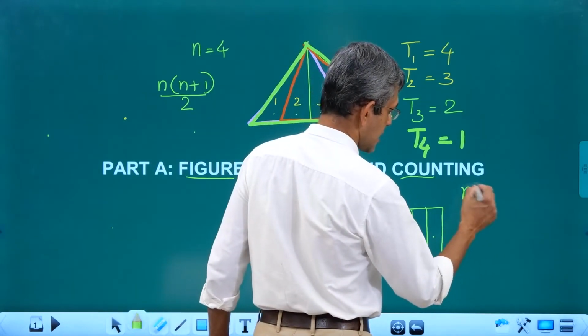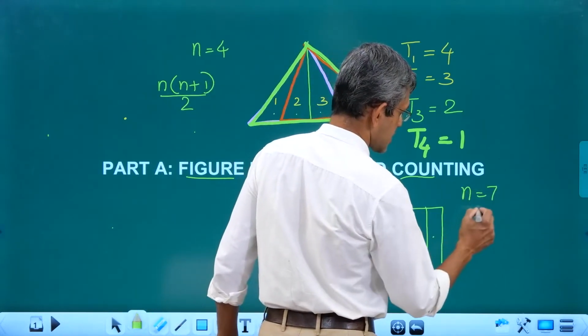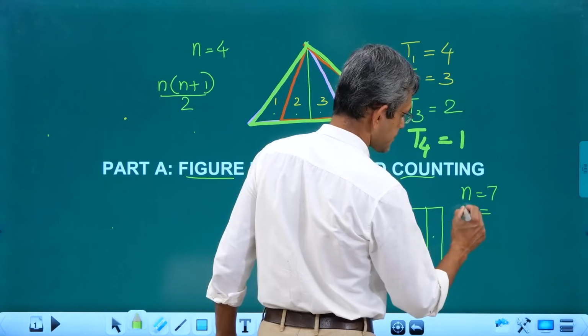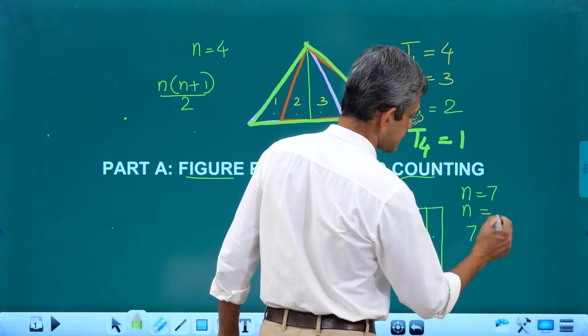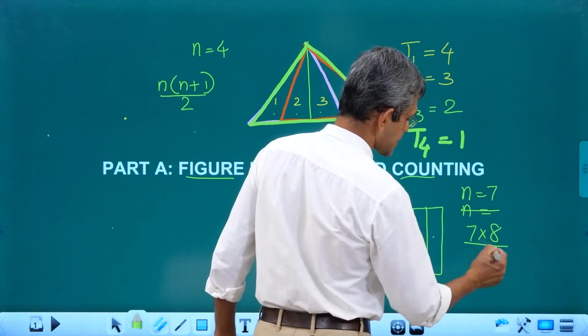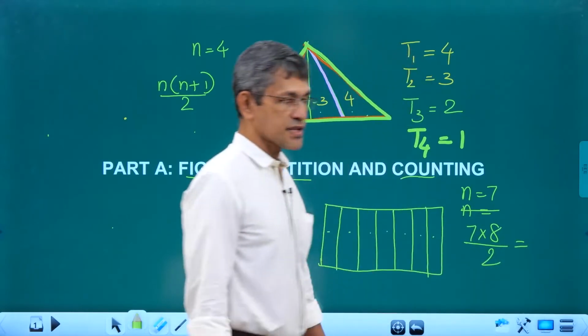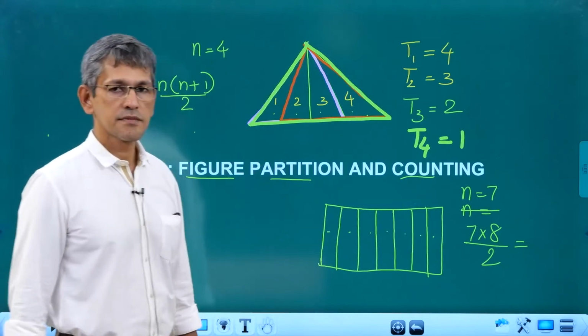So the answer is what? n into n plus 1. So n is equal to 7. So that is n into n plus 1, that's 8. So 7 into 8 divided by 2. 56 by 2, that would be the answer.